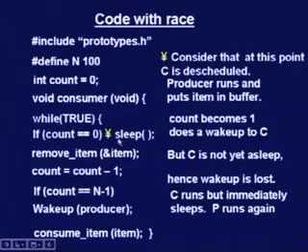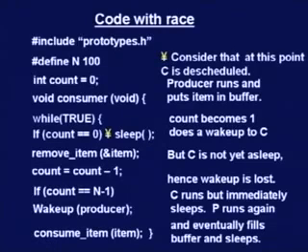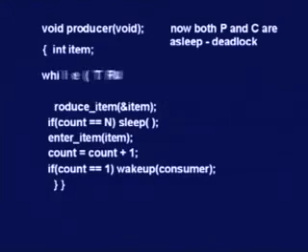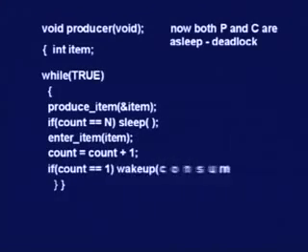The consumer will then come back on the processor and immediately go to sleep. The producer will run again and it will continue running and eventually put 1, 2, 3, 4, n items into the buffer and go to sleep. So, at this point both the producer and the consumer are asleep, and this is a situation which is called deadlock.